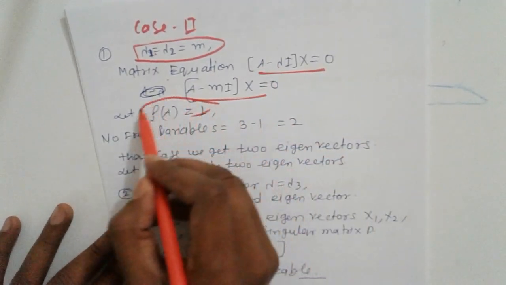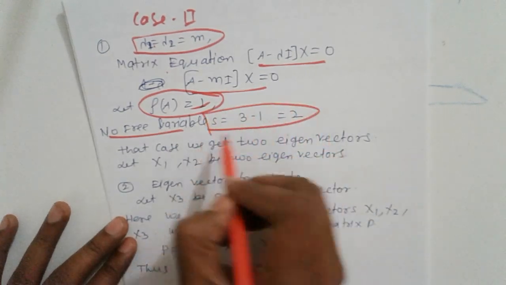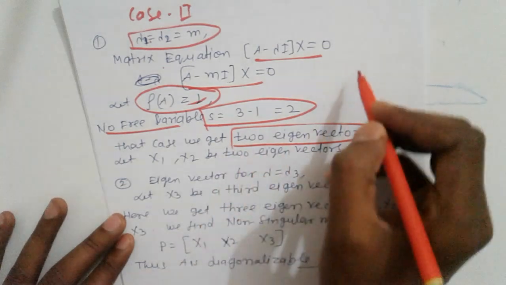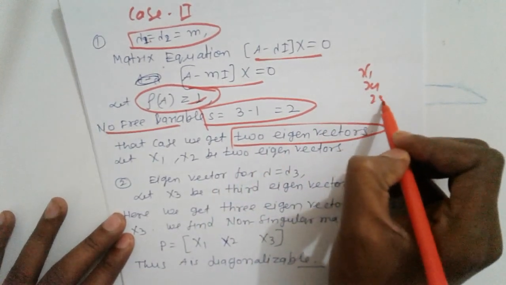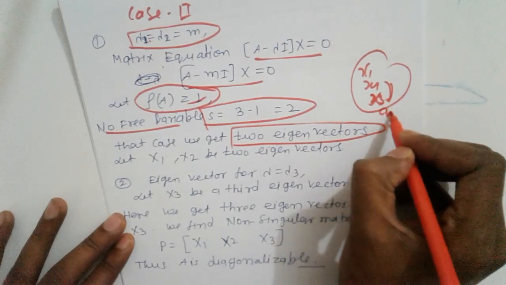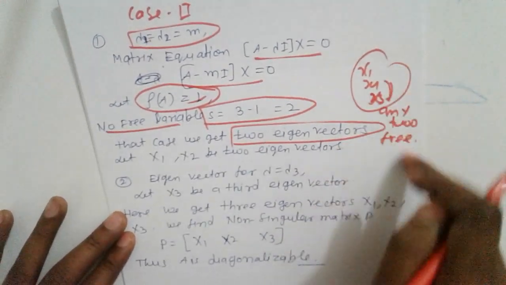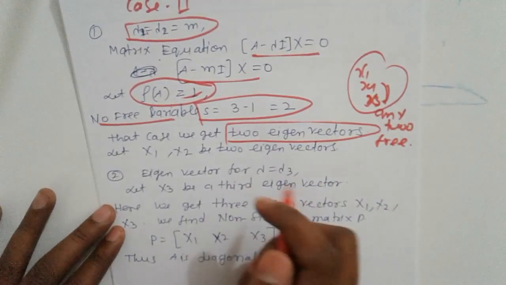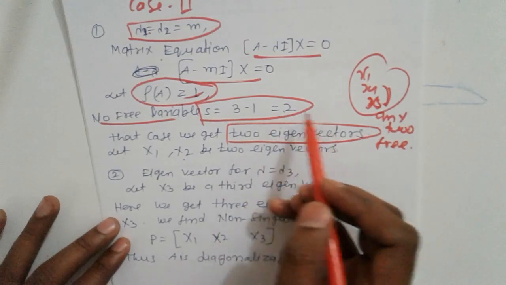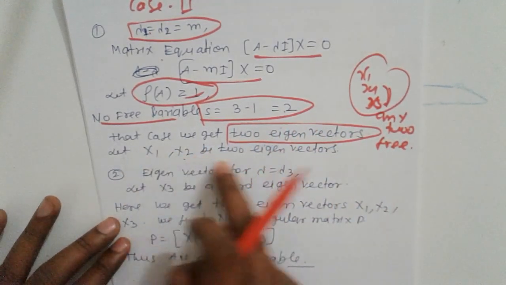So suppose in that case the rank of the matrix is 1, which means the number of free variables is 2, so we get 2 eigenvectors. Here we have x1, x2, x3, and any two of them are free. In that case, rank 1 means we will find 2 eigenvectors. Suppose these are x1 and x2.